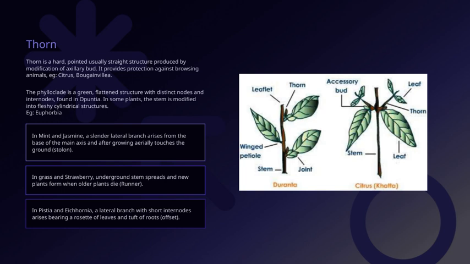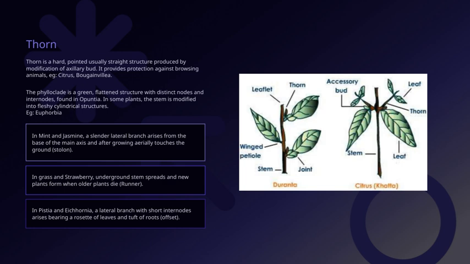Now let's consider the filiclade, which is quite fascinating. In plants like Opuntia, the stem has become flattened and green, functioning much like leaves. These structures have distinct nodes and internodes and are a modified form of stem, optimized for water storage and photosynthesis. Some plants even modify their stems into fleshy, cylindrical structures, for example, euphorbia, which are specially adapted to environmental conditions.